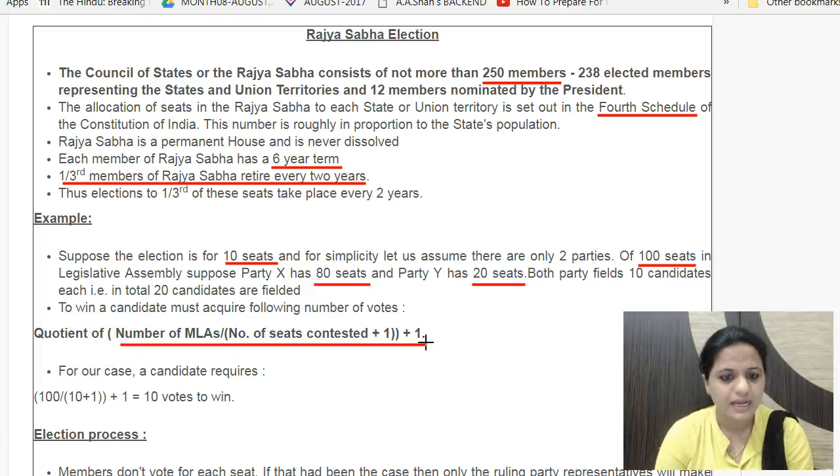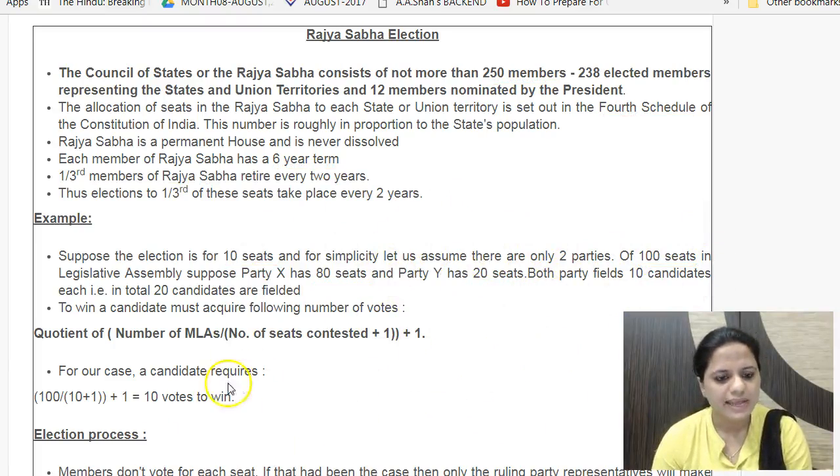Number of MLAs in the house divided by number of seats contested plus 1, plus 1 more. So if there are 10 seats here, 10 plus 1 is 11. Number of MLAs in this example is 100. So 100 MLAs divided by 11, plus 1. This comes to approximately 10 votes to win. So this is how it is done. Any member getting 10 votes, out of all the members, whichever members get 10 votes will win.